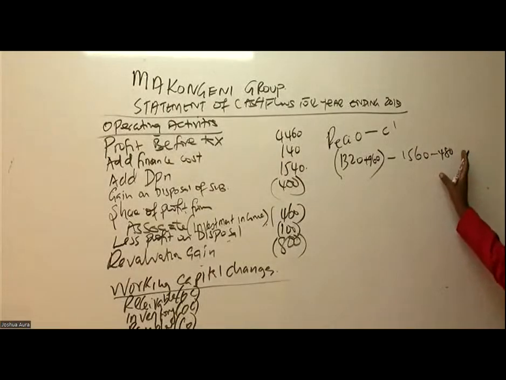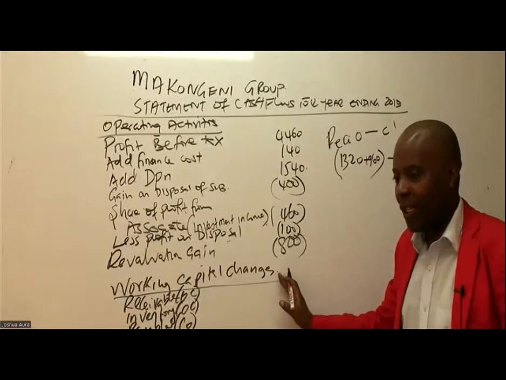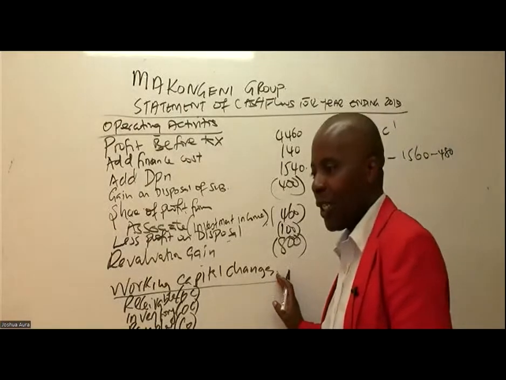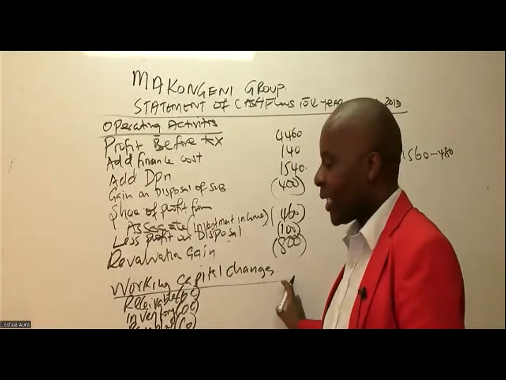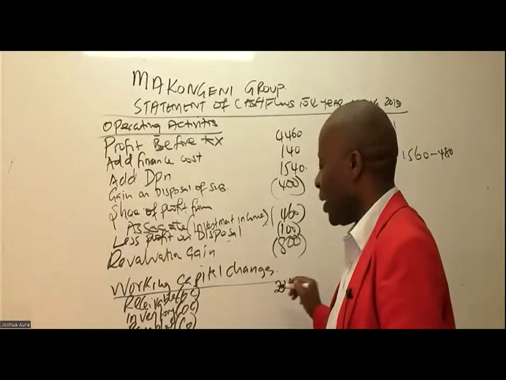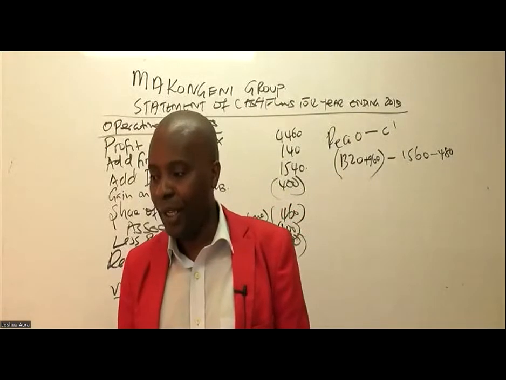So could you kindly give me a figure to put here for receivables? If it's negative, we shall take it as a negative. So Galaxy gives me a 240 positive inflow. 240 inflow. Thank you so much.